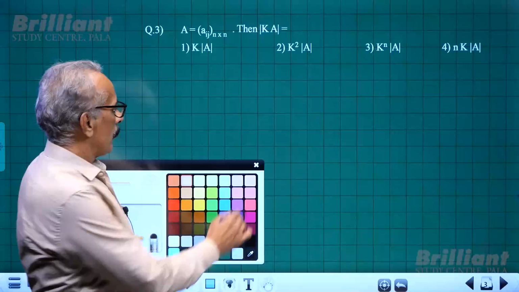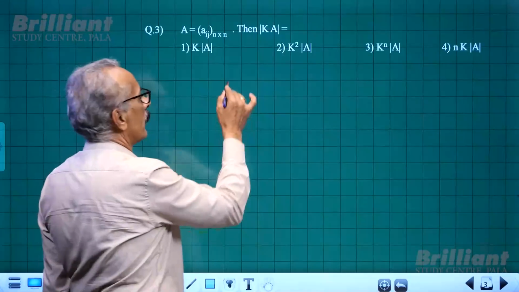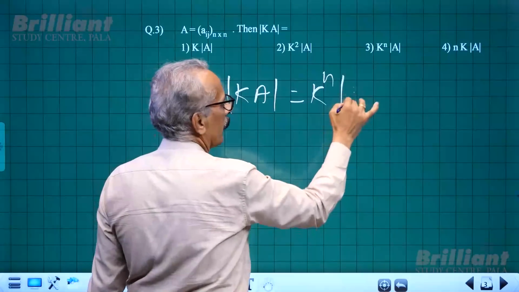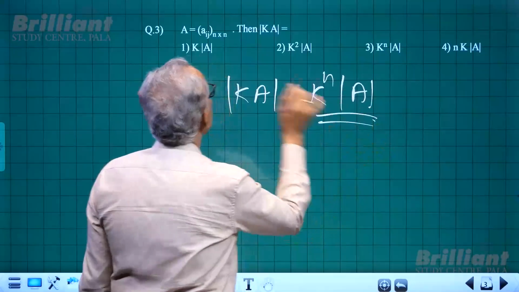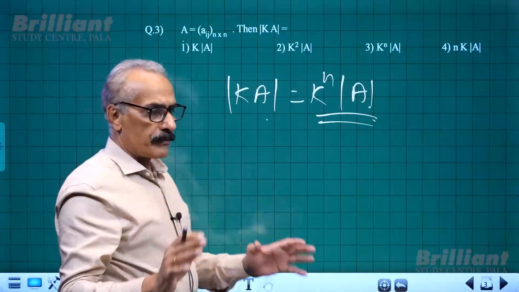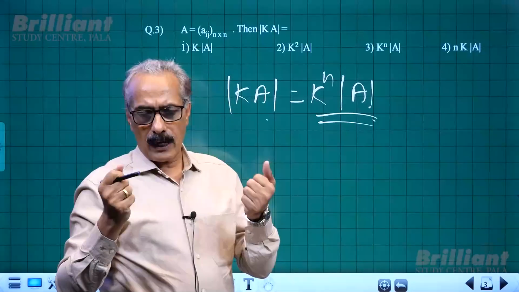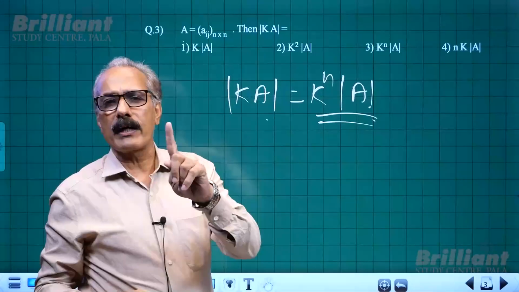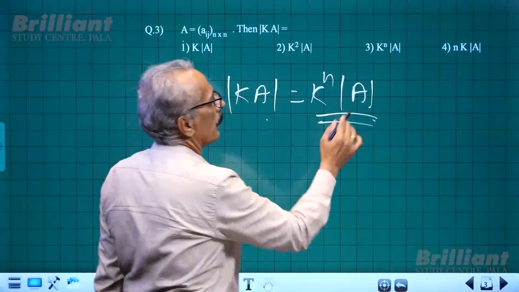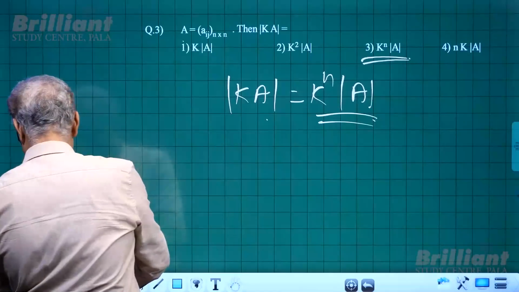A is a square matrix of order n. Then determinant of kA is equal to k raised to n into determinant of A. So in matrix multiplication, we multiply every row by k. But when you take it as a determinant, we will take one k from each row, and so k raised to n into determinant of A. So that's your answer. We'll move on to the next question then.